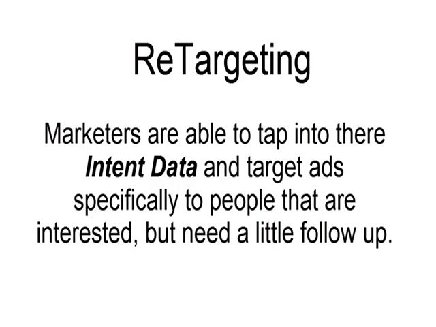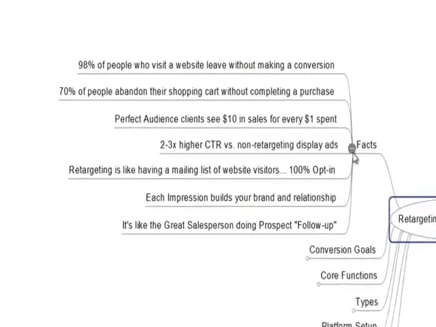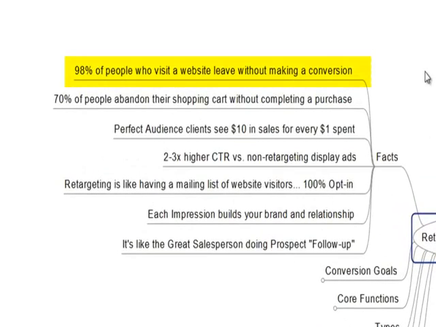And so let's look at the facts on that. 98% of people who visit your website leave without making a conversion. And if you're an awesome internet marketer, you're getting 6%, you're getting 15%, but very rarely does it go over that. The average is 2% of people convert. So it's like, what happens to that other 98%? Well, that's where retargeting comes in.